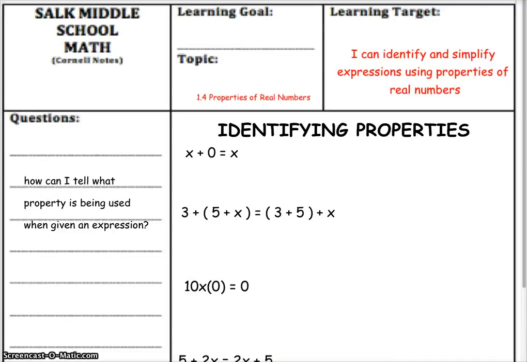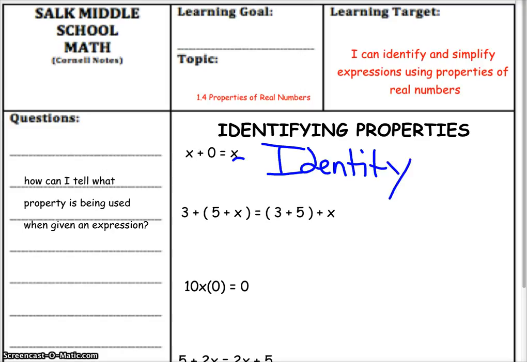Let's identify. X plus 0 equals X. Which property is this, do you think? Elena? Identity. Look, X stayed the same. It's like, whatever, I'm the same. It's the identity property.